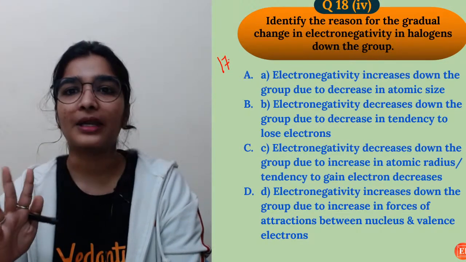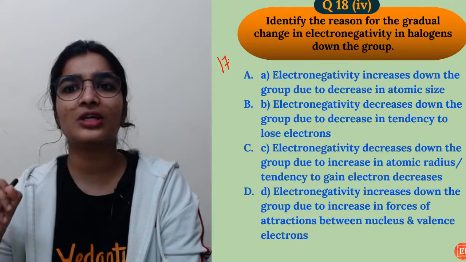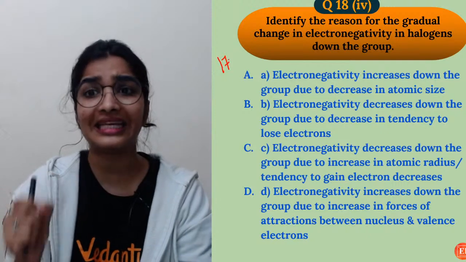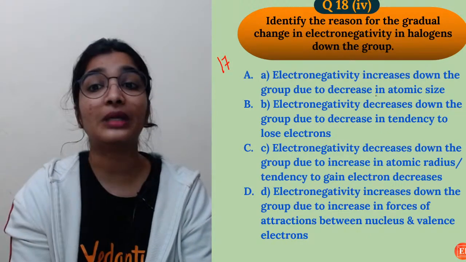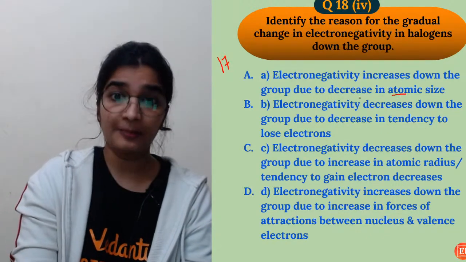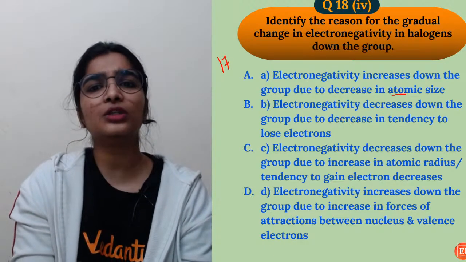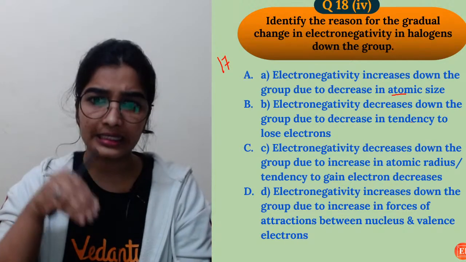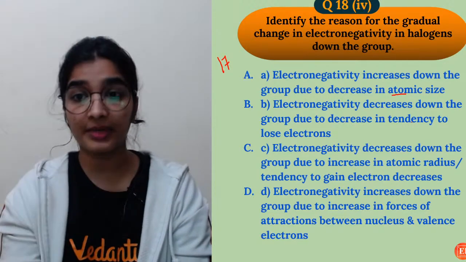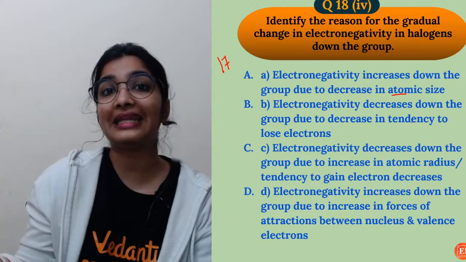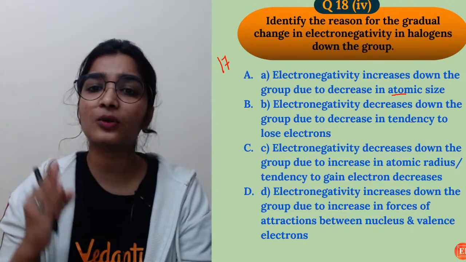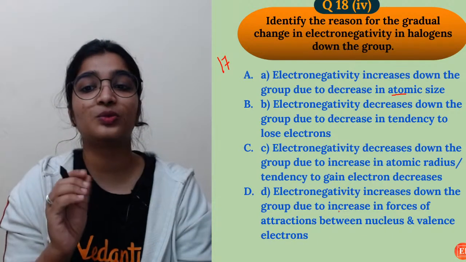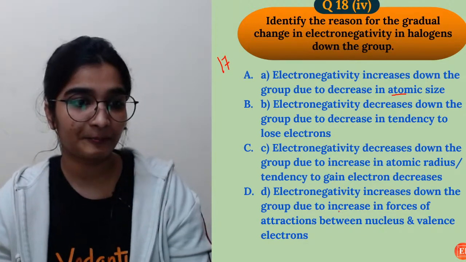Okay. Identify the reason for the gradual change in electronegativity in halogens down the group. What might be the reason? A. Electronegativity increases down the group due to increase in atomic size. B. Electronegativity decreases down the group due to decrease in tendency to lose electrons. C. Electronegativity decreases down the group due to increase in atomic radius and tendency to gain electron decreases. D. Electronegativity increases down the group due to increase in forces of attraction between nucleus and valence electrons.